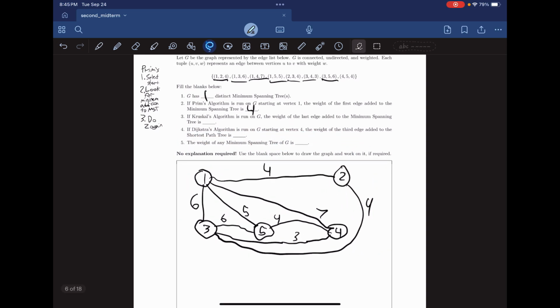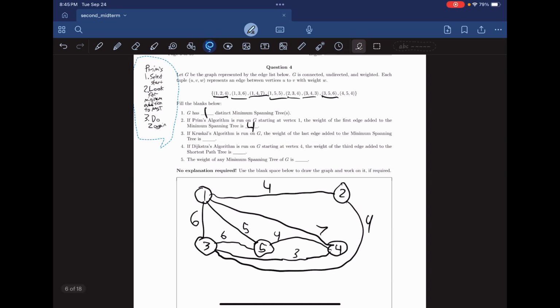Next question we have is if Kruskal's algorithm is run on G, the weight, sorry, I want to move this up a little bit further. The weight of the last edge added to the minimum spanning tree is blank.